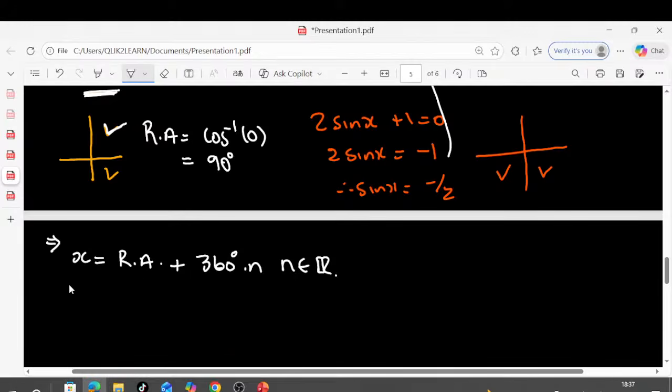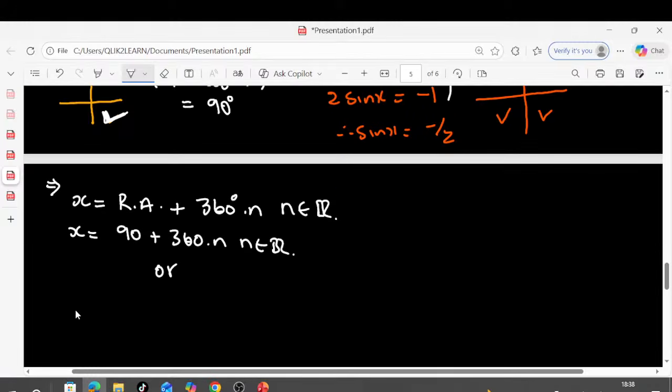Therefore, what is x equal to? Our reference angle was 90. We add 360 times n, where n is an element of real numbers. Then we need to work with quadrant 4. What is going on in quadrant 4? Theta is 360 minus the reference angle, or x will be equal to 360 degrees, we minus our reference angle. So we're going to minus our RA, then we add 360 times n.